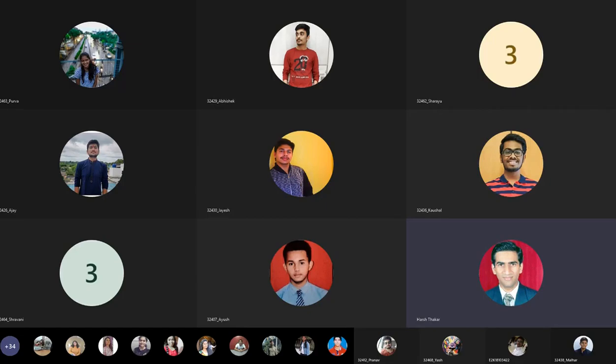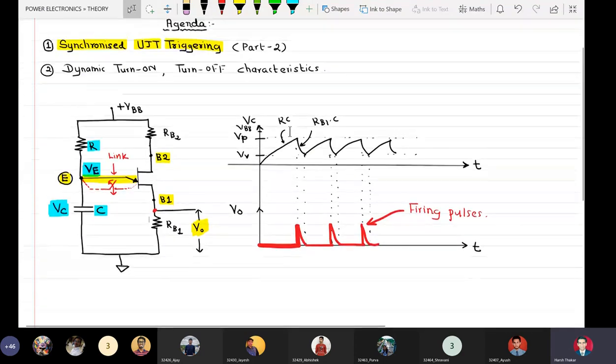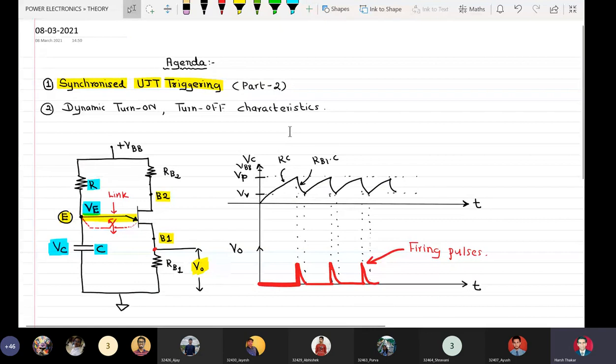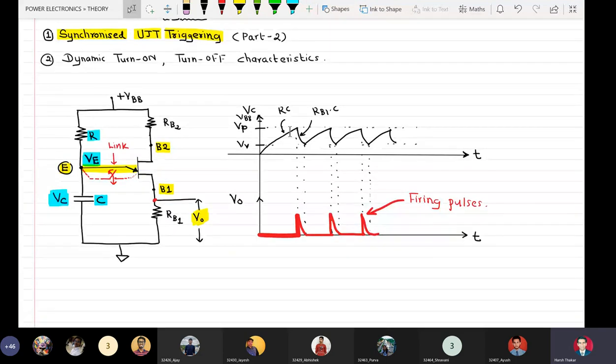We are into part 2 of synchronized UJT triggering, and in the last lecture we had come to the point of proving how spikes are generated across this resistor RB1, because we said that the output voltage VO is taken between the point B1 and ground. So between these 2 points. For those who did not completely understand how this circuit works, let us revise in the next 2 minutes.